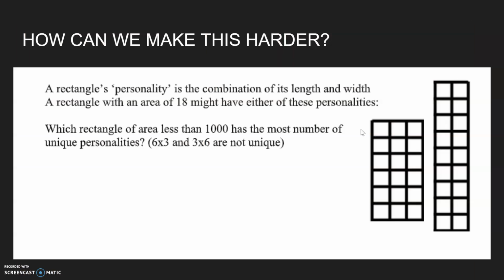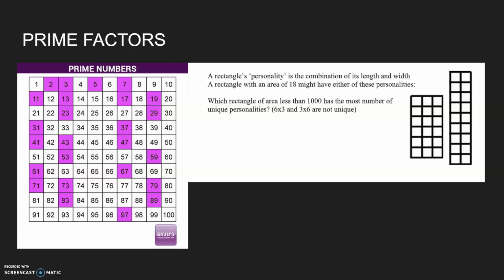So then, how can we make this problem harder? At first, I was kind of stumped, like this problem seemed somewhat one-dimensional. And then I thought of prime factors. So we know prime numbers, of course, and the prime factors would be what prime numbers times each other would make the most unique personalities for a number under 1,000.